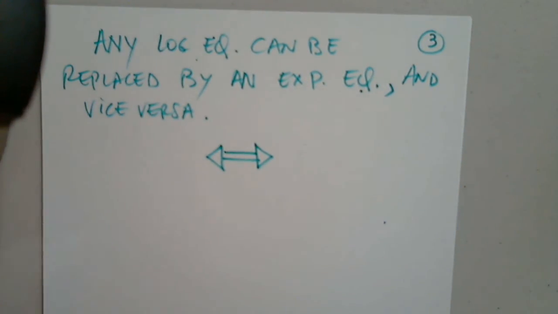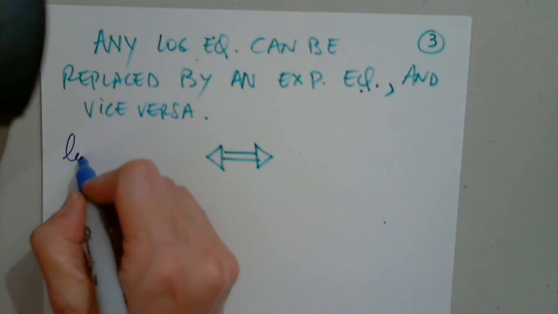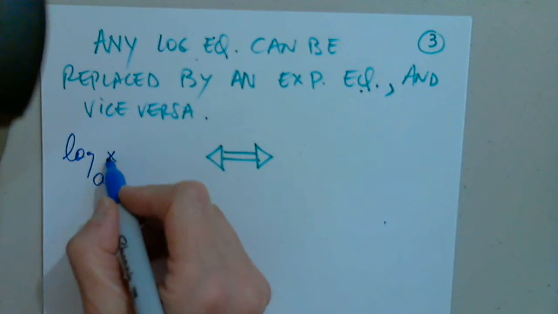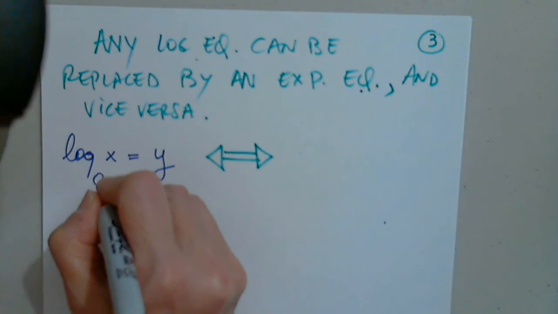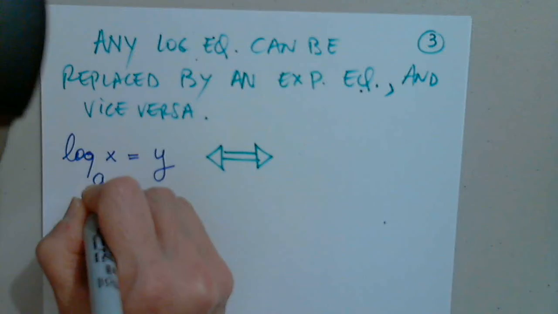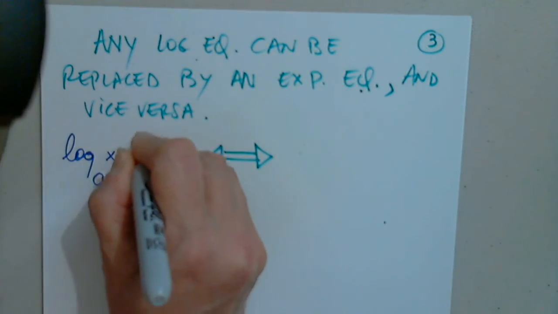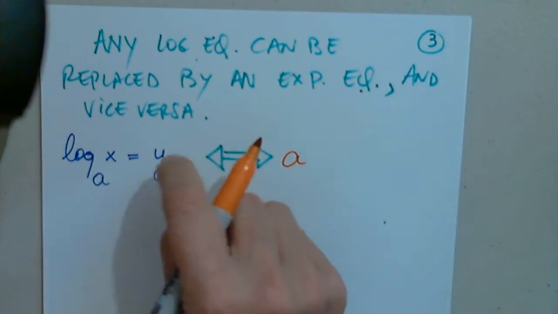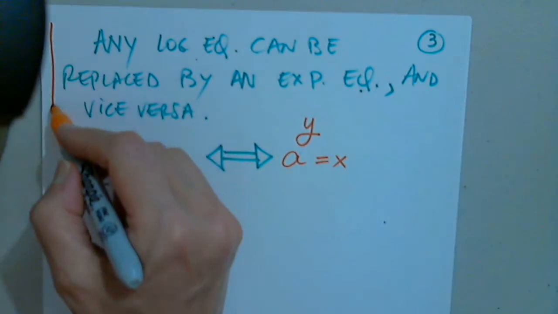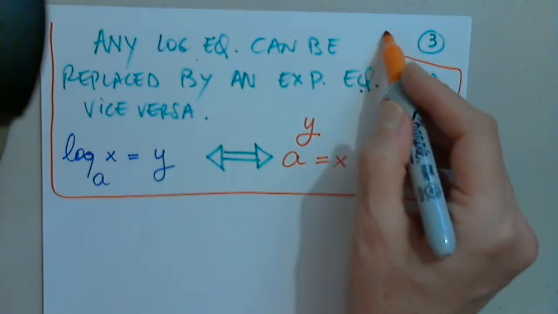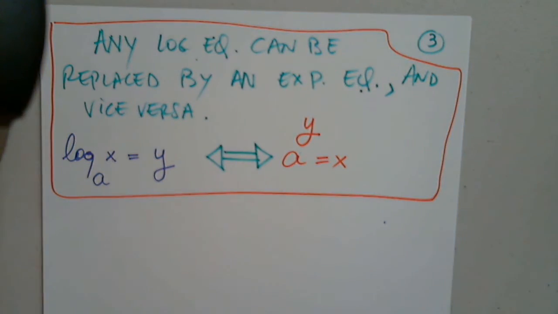Okay, so let's write the concept now. Log base a of x is y. We always start with the base and we go counterclockwise. Base, counterclockwise. The base raised to power y equals x. The most important concept in logs and exponentials.